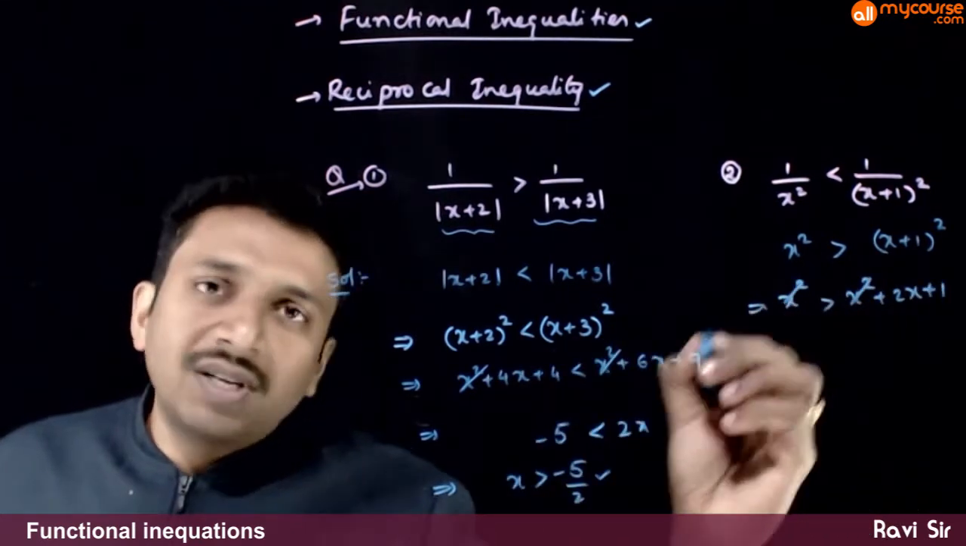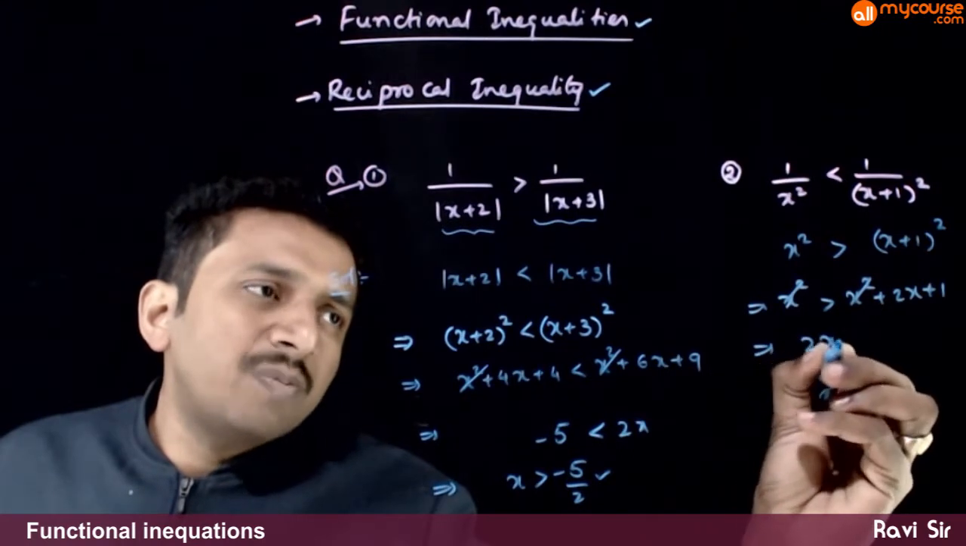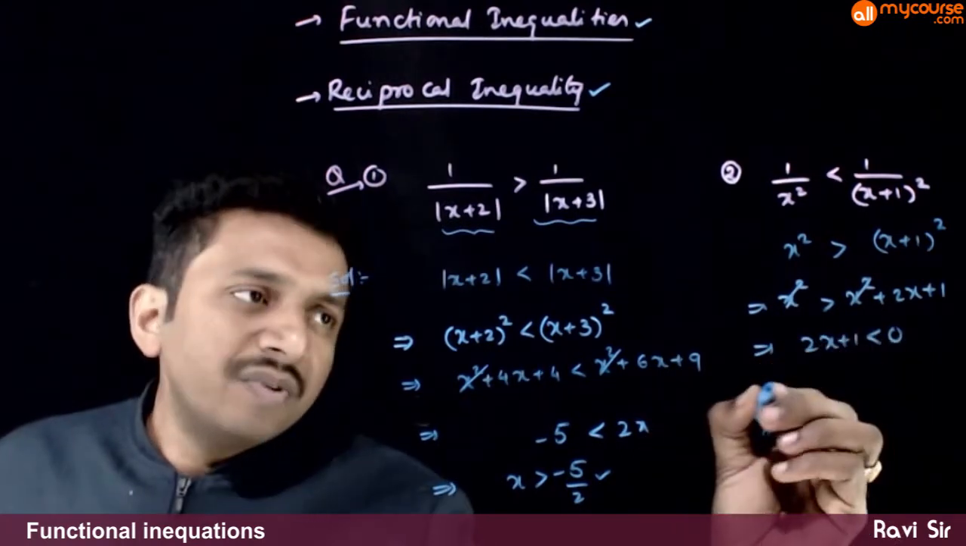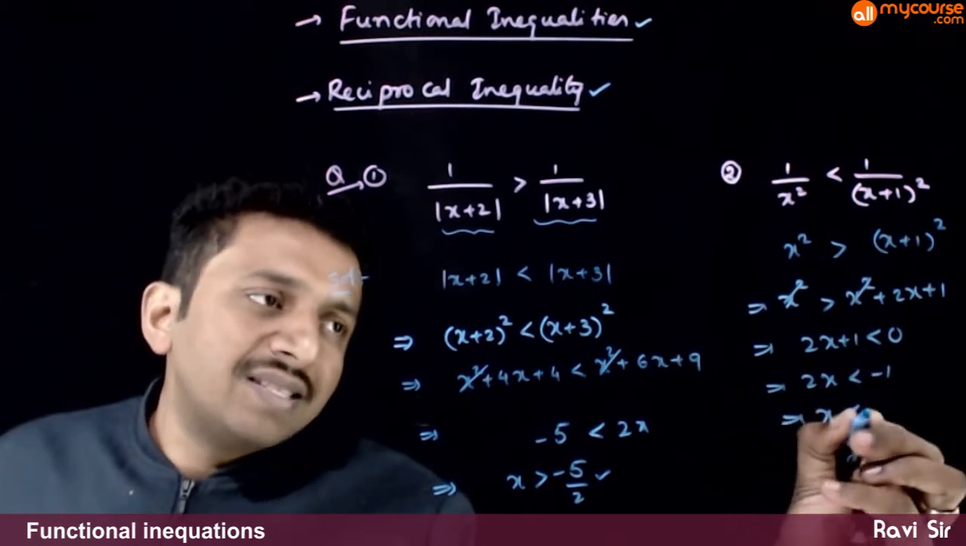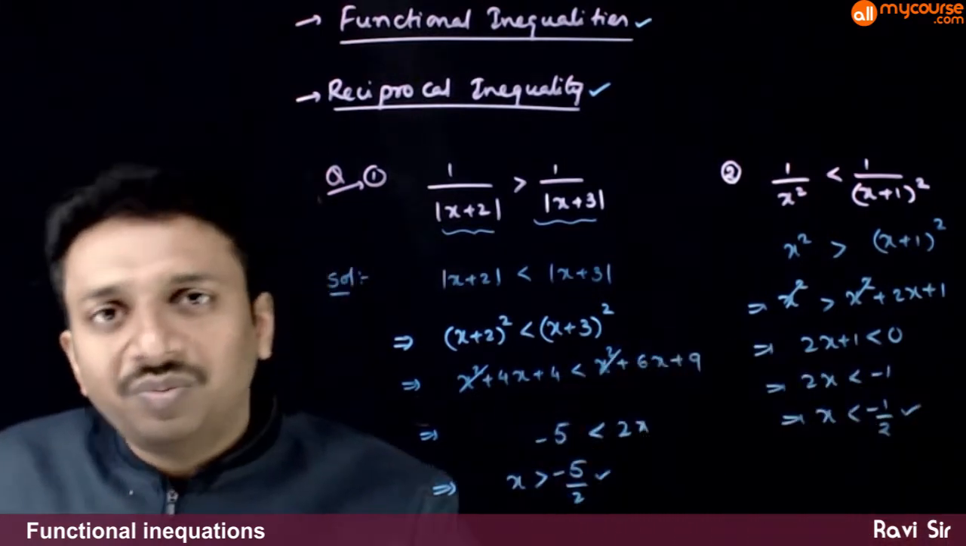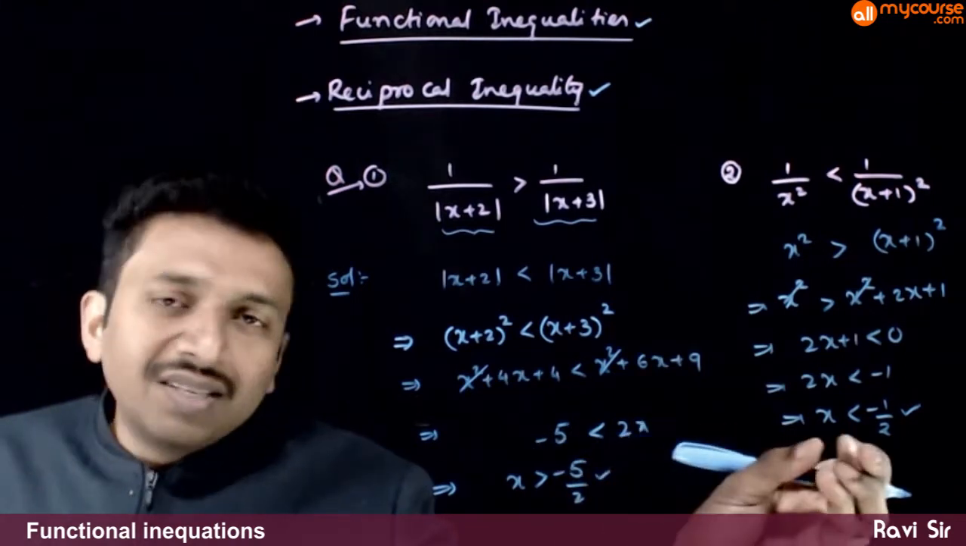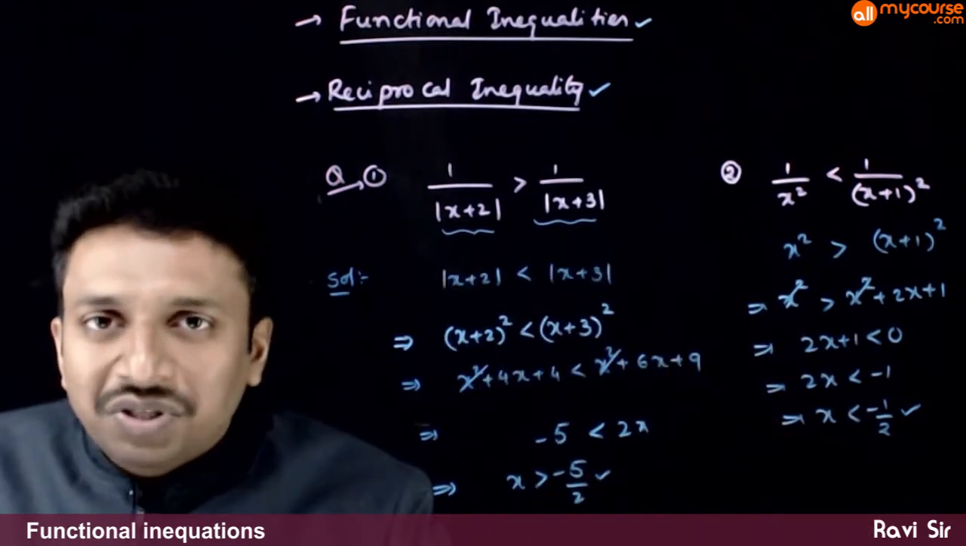So x square and x square are getting cancelled. This implies 2x plus 1 is less than 0. This implies 2x is less than minus 1. So x is less than minus 1 by 2. This is the answer to this inequation.